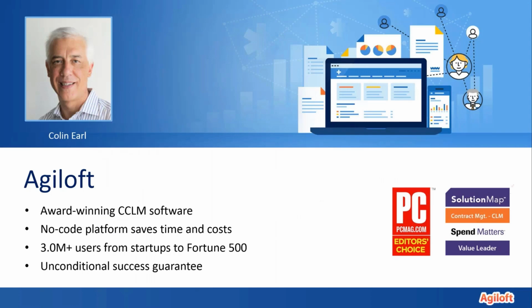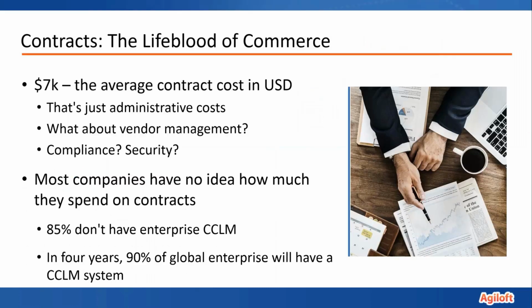And I have both a professional and personal interest in ROI. As a CEO, I need to ensure that our customers enjoy strong and predictable return. And with my engineering background, I really like things to be quantifiable. I'd like to start with a number, 7,000. That's the average cost in US dollars, according to the IACCM, of processing an average contract. And the cost for complex contracts can run much higher.